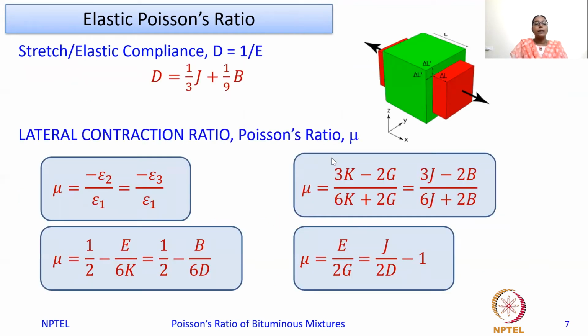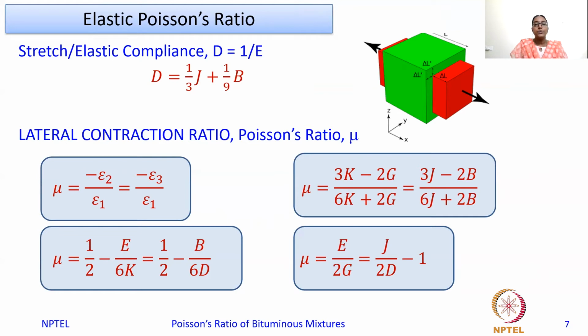Now, also there are compliances defined for the stretch or the elastic modulus, as the elastic compliance D is equal to 1 by E, which again is connected to the shear compliance and the bulk compliance by the relation D is equal to 1 by 3J plus 1 by 9B.